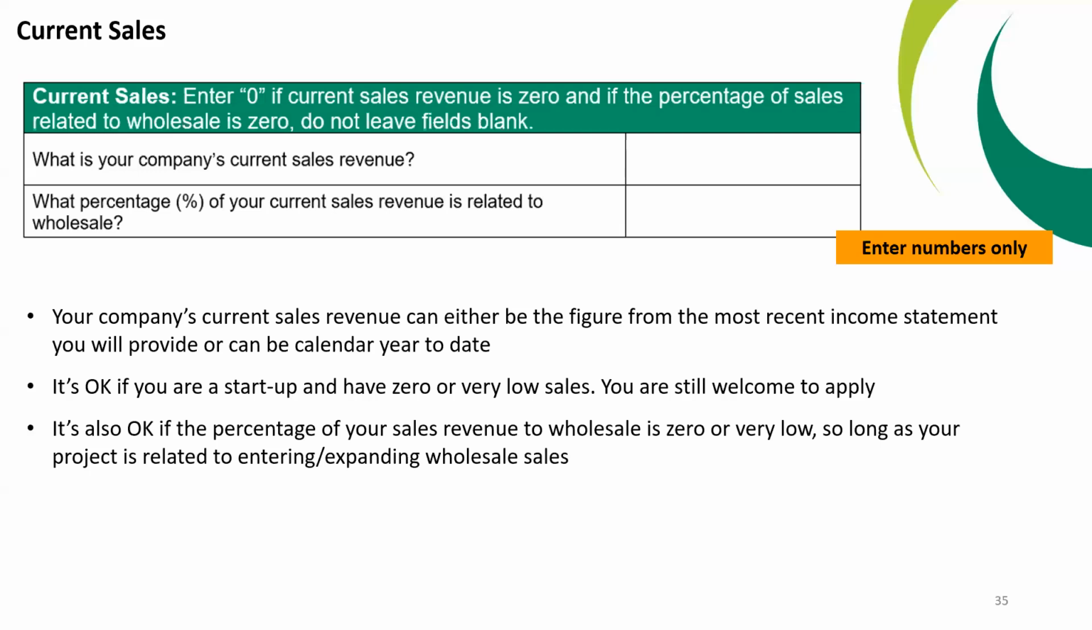Again, enter numbers only, so you don't need to put a dollar sign, don't need to put commas, and don't bother with the pennies. And it's okay to round. We're not here to make a make-work project for you. So if you figure your wholesale sales are about 20%, whatever, that's fine. Put that.